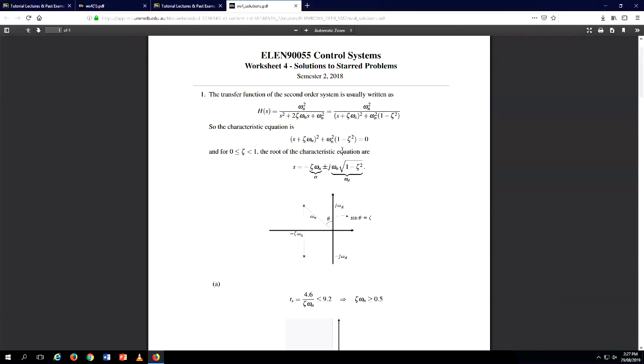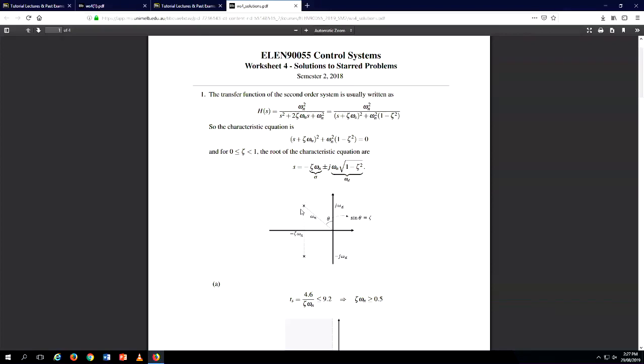So the poles of this transfer function can be written as minus sigma, where sigma is equal to zeta times omega n, plus minus j, where j is the square root of minus 1, times omega n square root of 1 minus zeta squared. I remind you that the imaginary part is sometimes called omega d, or damped frequency. Sigma is the real part, omega n is the natural undamped frequency, and zeta is the damping ratio.